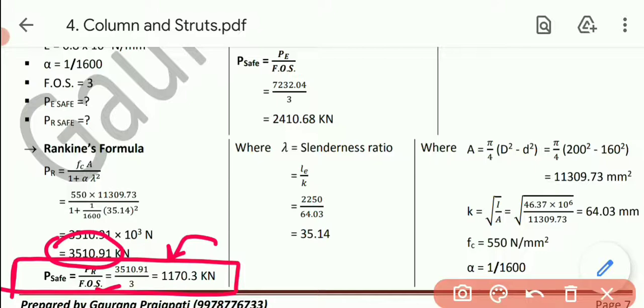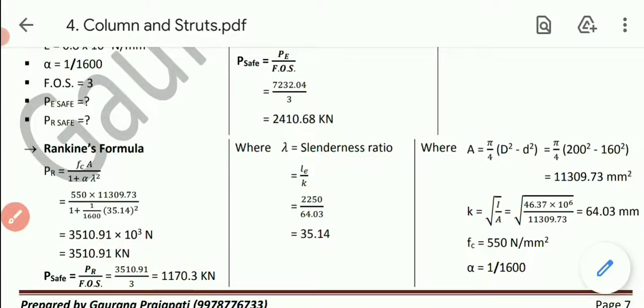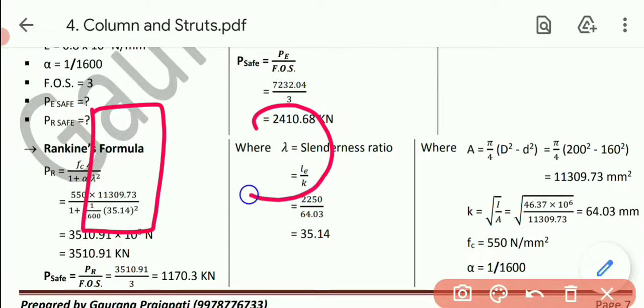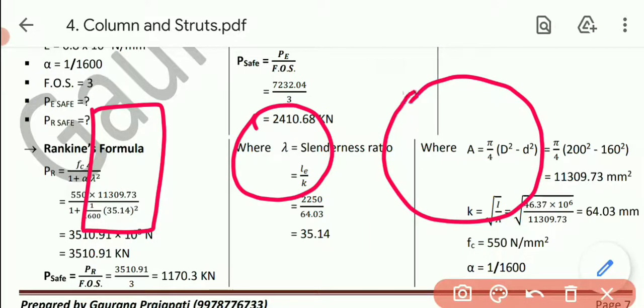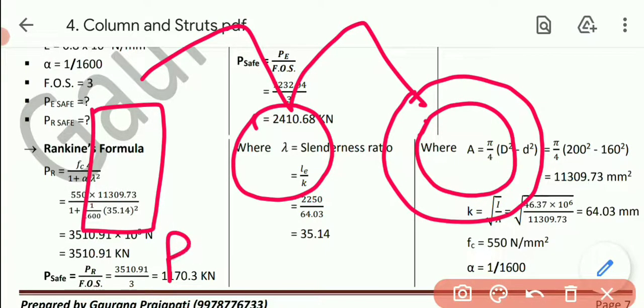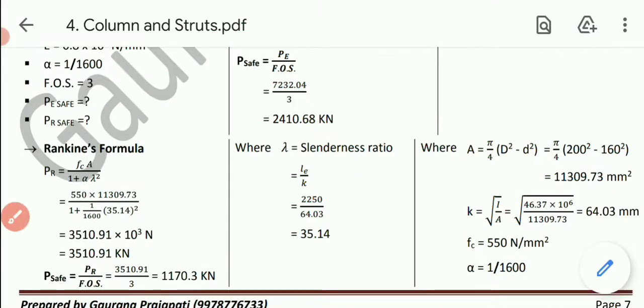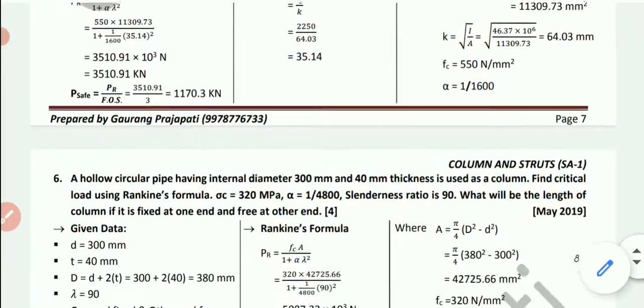So what we have learned in this example is that whenever you are asked to calculate the safe load, we need to calculate the original load and then just divide it by the factor of safety. The factor of safety will always be given to us in this kind of case. In the previous 3 examples, in example number 3 we had a rectangle section, in example number 4 we solved the circular section, and in example number 5 we solved the hollow circular section. In all these 3 cases we have solved Euler's load as well as Rankine's load, and in this one we have calculated the safe load also in both cases. Hopefully your concept about Euler's as well as Rankine's formula is clear now.